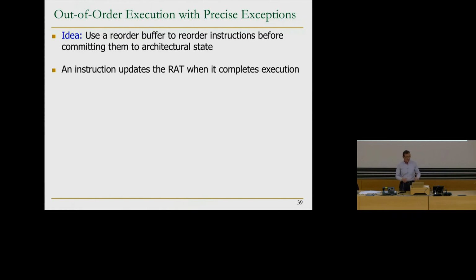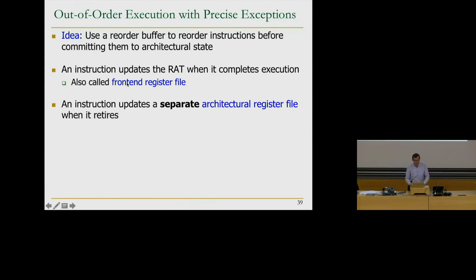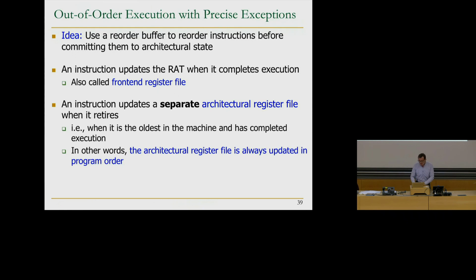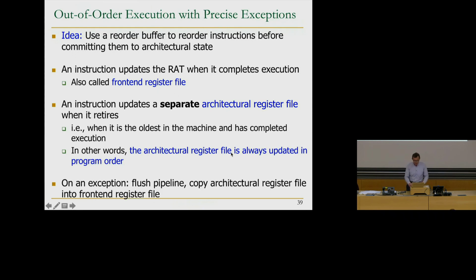The way this works is an instruction updates the register alias table when it completes execution. This is called the front-end register file, because we're going to actually have two register files now. We're going to introduce a separate architectural register file, and an instruction updates it when it retires. The front-end register file is very similar to what we've shown. But the separate architectural register file will be updated when the instruction is the oldest in the machine and has completed execution. Makes sense, right? That's really your architectural state now. So the architectural register file is always updated in program order.